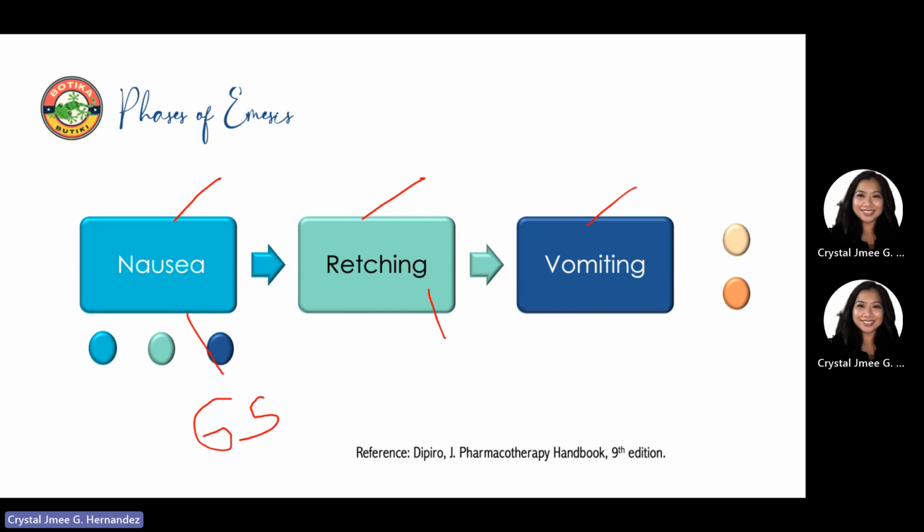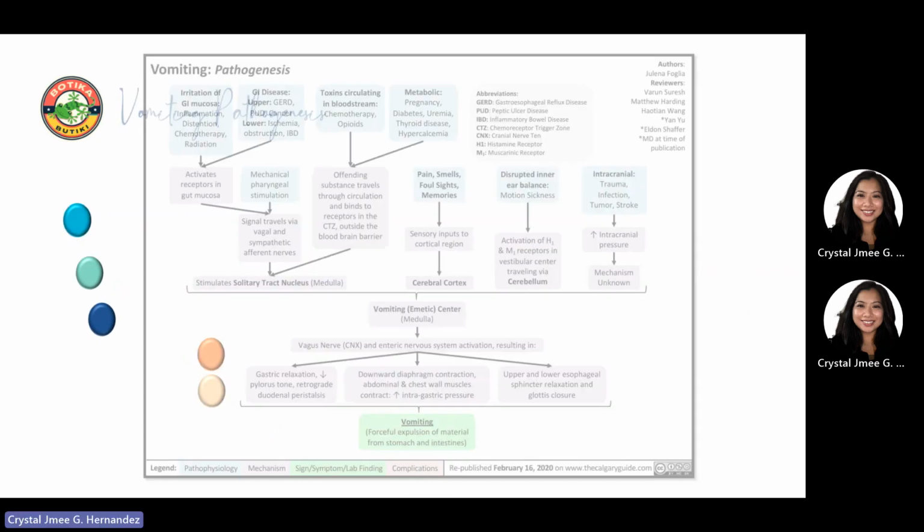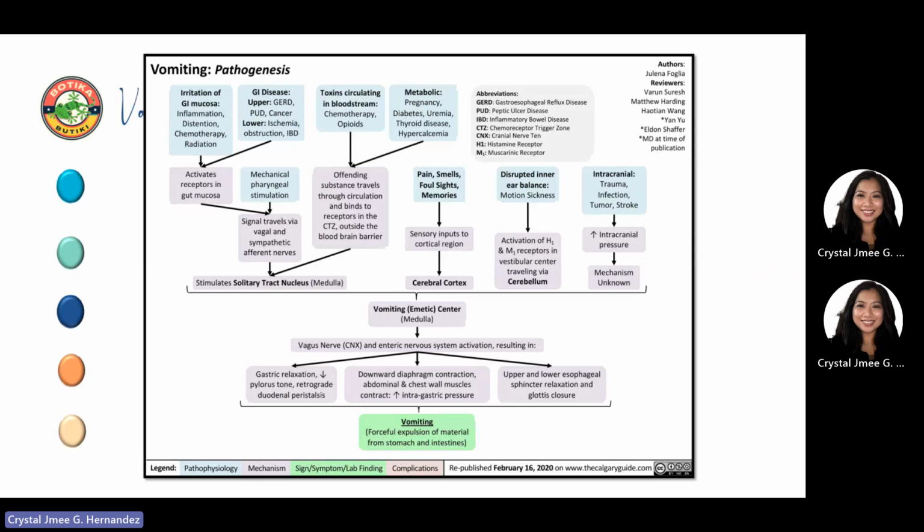So, if you can remember any instance when you have vomited, when you feel like you're about to vomit, there's a part where your abdominal cavity heavily contracts. So that's the retching. And then of course, the forceful expulsion of the gastric content due to retroperistalsis, the backward movement of peristalsis, which is vomiting. Now, this is the complete pathogenesis of vomiting.